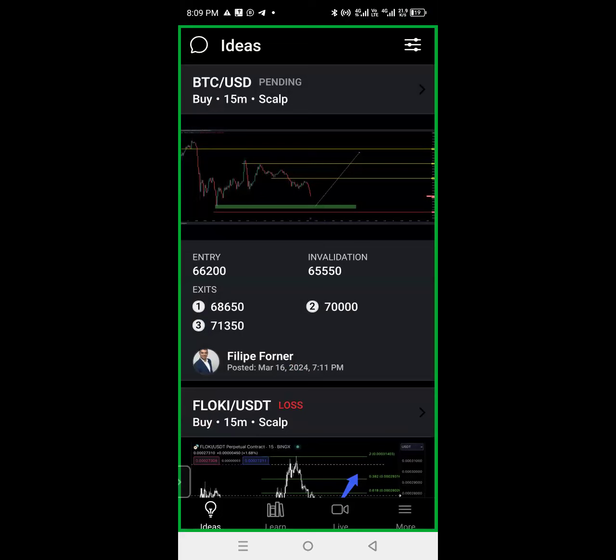The idea is currently pending. It's a buy idea, and the entry here is 66,200. Invalidation here means stop loss. Then the exits. There are 3 exits here according to this trade. The first one is 68,650. The second one is 70,000. Exit 3 is 71,350. Exit is another word for TP.